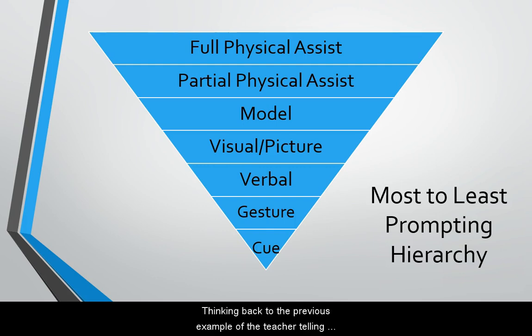Thinking back to the previous example of the teacher telling the class to get out their math book, that was a direct verbal prompt. If the student doesn't respond, the paraprofessional should ask a question. "What book?" which is a cue. If that doesn't work, then the paraprofessional should move back up the hierarchy to either point to the math book in the desk, which is a gesture, or use partial or full assistance to help the student get out the math book.